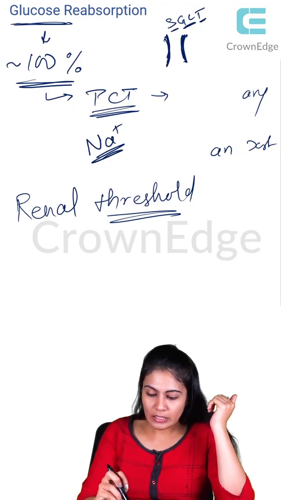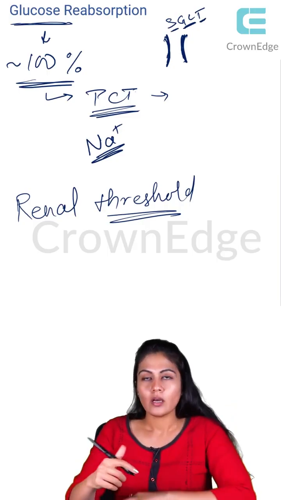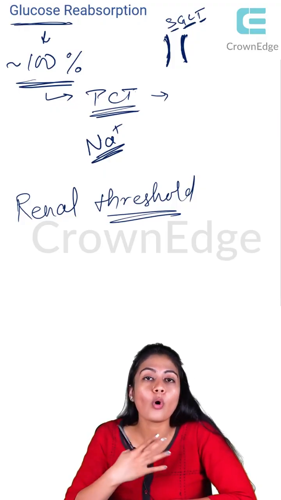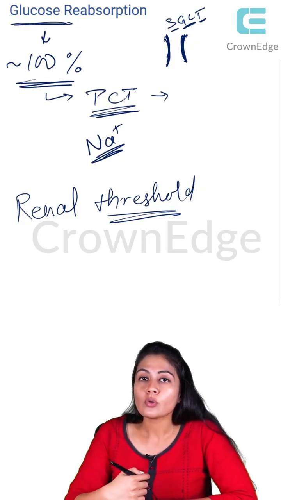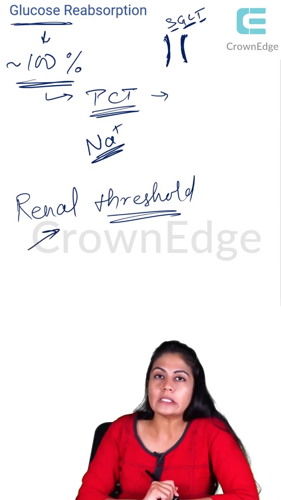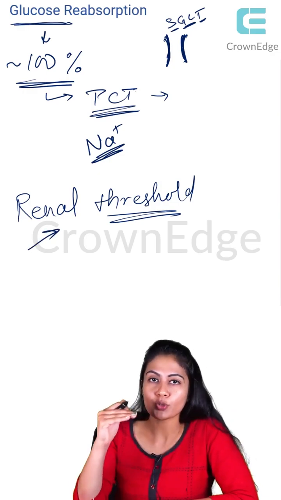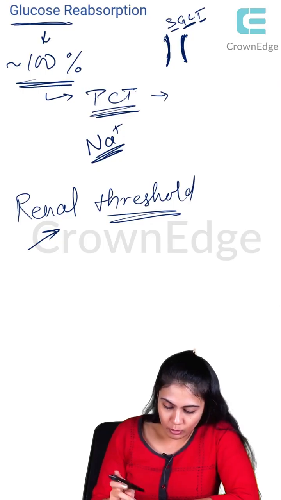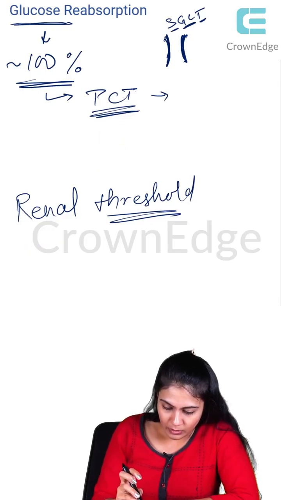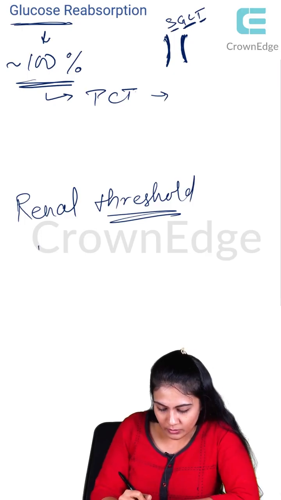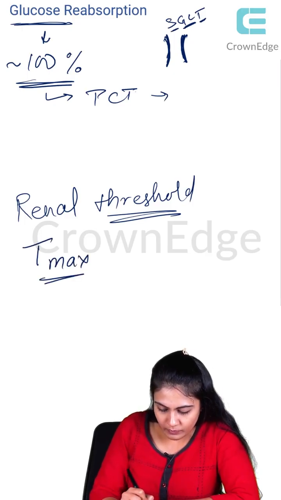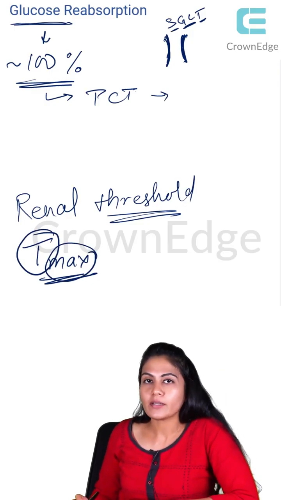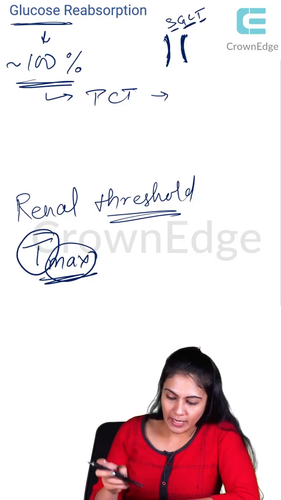These channels are limited, so they can absorb only a limited amount of glucose at a time from all the nephrons. That limit is known as the renal threshold. That means there is a threshold to absorb this glucose. And the maximum amount of glucose absorbed at a time is known as your Tmax. The maximum amount of transport possible at a time is your Tmax.